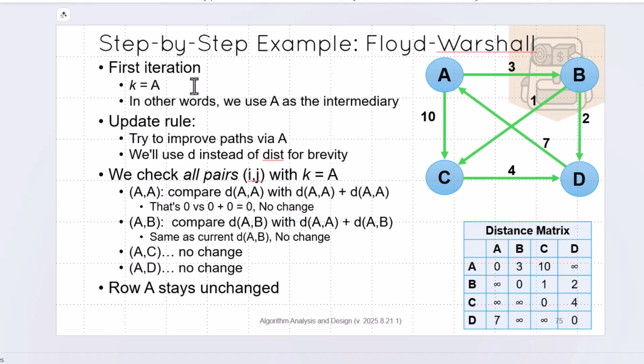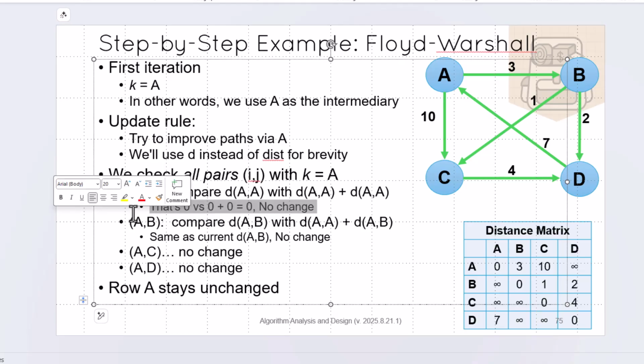The first iteration would be setting k equal to A, okay? In other words, we use A as the intermediary. The update rule would be try to improve paths via A. We'll use D instead of dist for brevity, but it's the distance calculation. So we want to essentially check all pairs ij with k equal to A. So compare A to A. If you compare the distance A to A with A to A plus A to A, you still end up with 0, so that's no change.